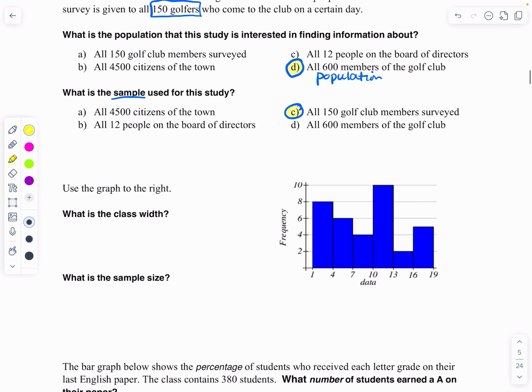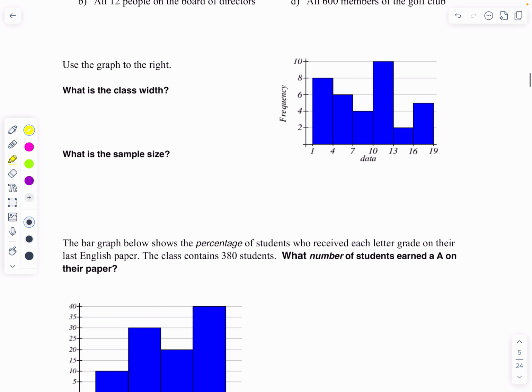Use the graph to the right. What is the class width? I'm looking at this. The first one is going from 1 to 4. So I told you to take 4 minus 1, upper minus lower, and then you add 1 to that. So 4 minus 1 is 3, plus 1 equals 4. Okay?